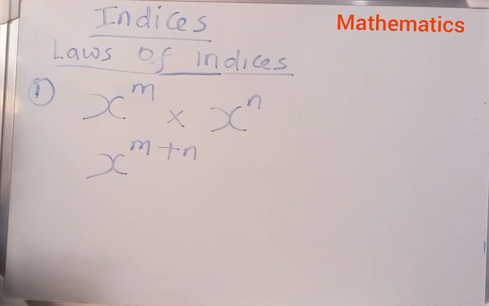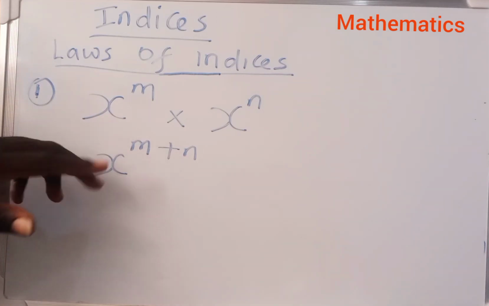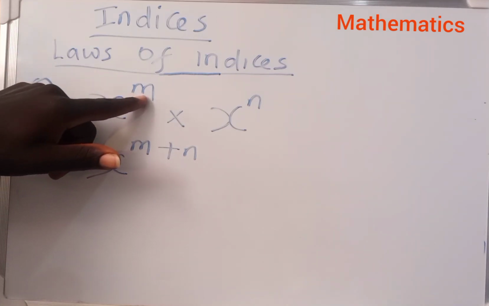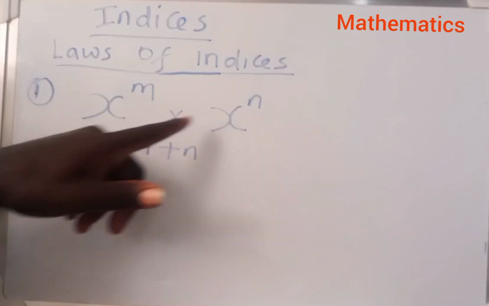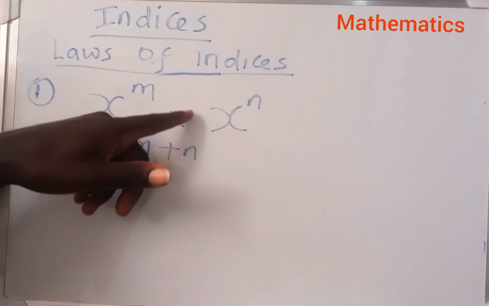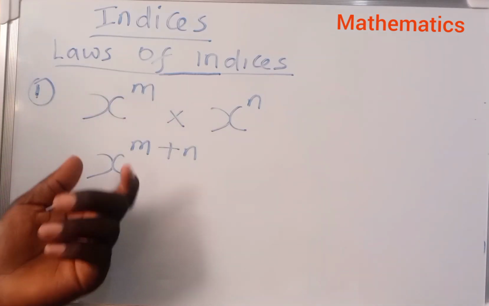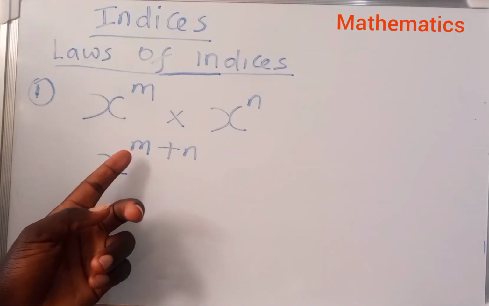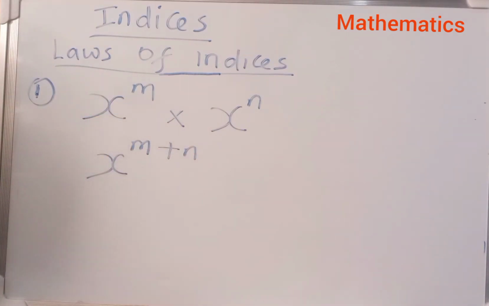The reason why we write it that way is because this is the base and this is the power. The bases are the same and there is a multiplication sign in between. Therefore, we take one of the bases, then we add the powers.